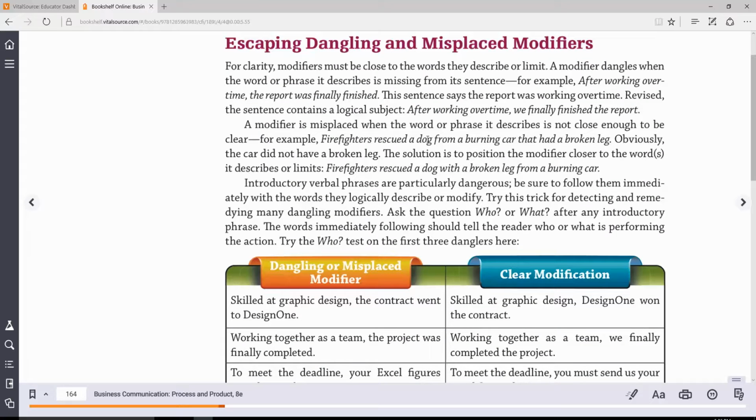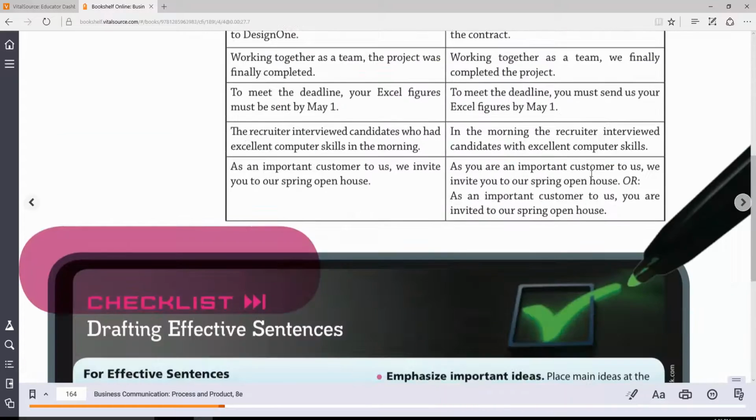Modifier: firefighters rescued a dog from a burning car that had a broken leg. It sounds like the car had the broken leg. Solution: firefighters rescued a dog with a broken leg from a burning car. Okay.